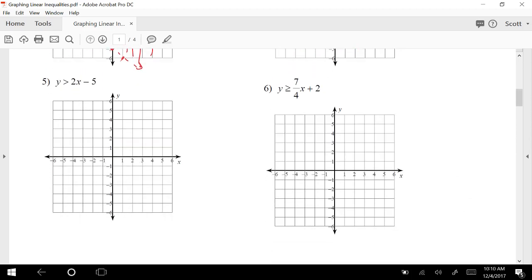Y is more than 2x minus 5. Go to minus 5. There we go. And then 2x is the same as up 2 over 1.